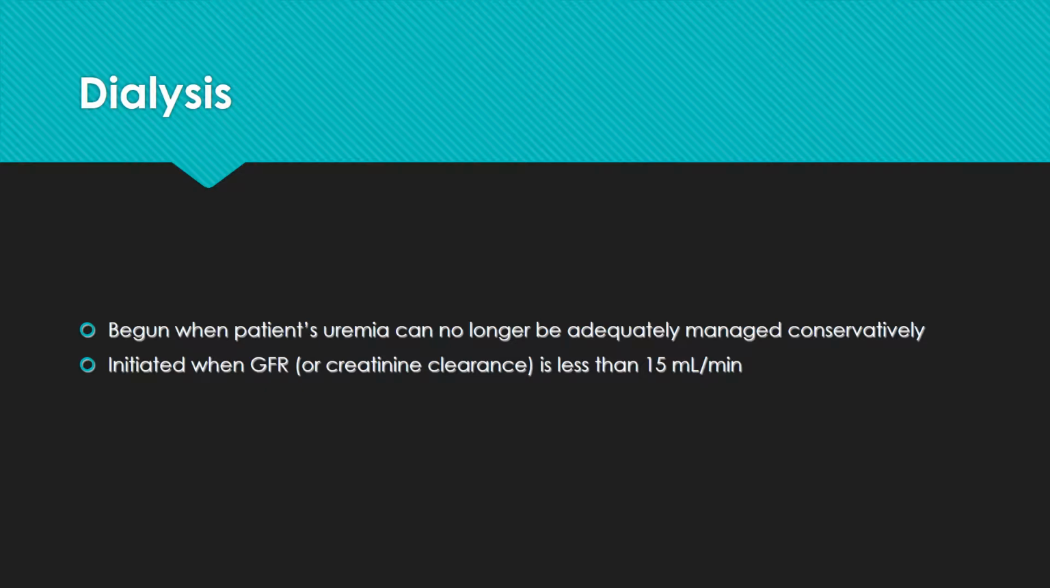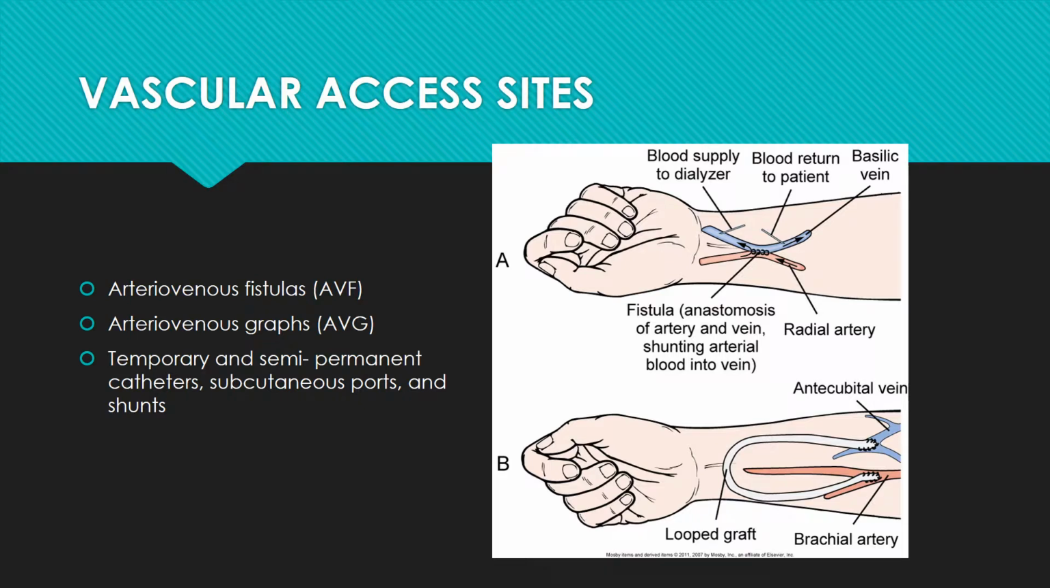We start dialysis when the patient's uremia can no longer be adequately managed conservatively, and when the GFR is less than 15 mils per minute. However, as I said in an earlier presentation, since we've got better modes of continuous renal replacement therapy, if we do intervene earlier, we do manage to save kidney. But it really depends on what else is going on with the patient. We do give it via some kind of vascular access device.